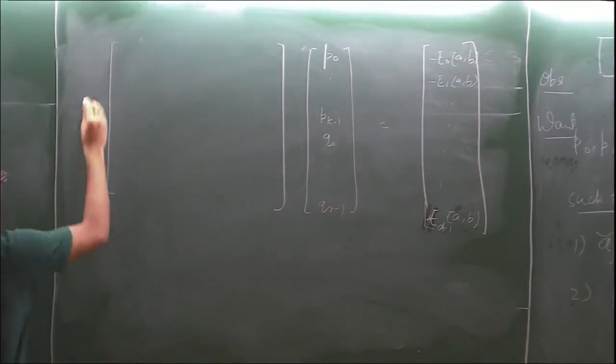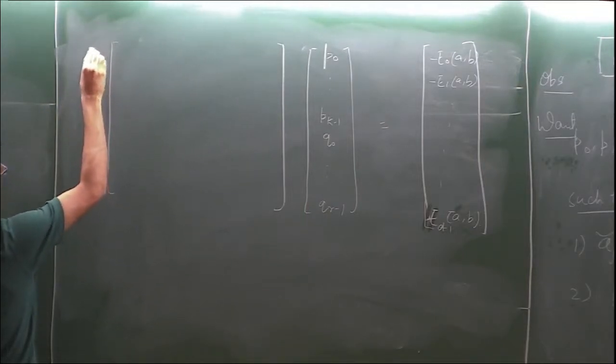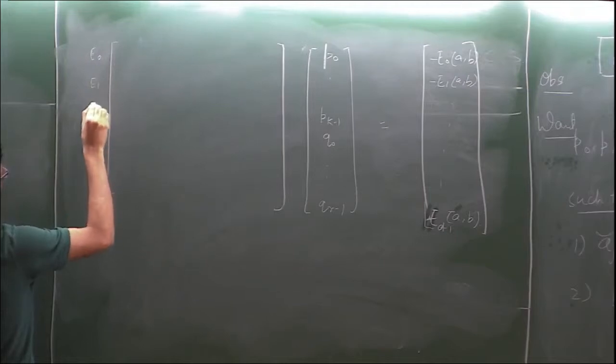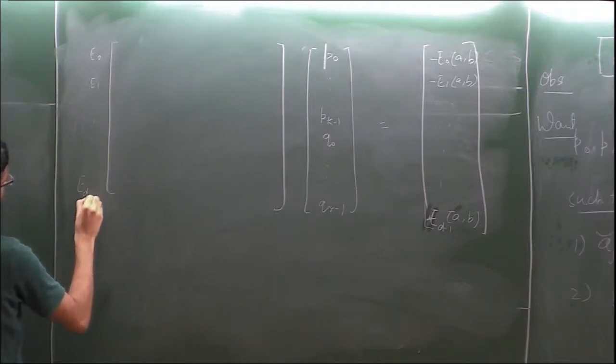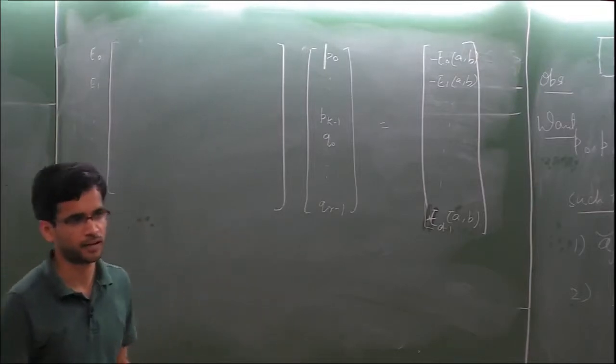Then we have the matrix. Each of the rows of the matrix is indexed by an E. So there's an E_0, there's an E_1, and so on, up to E_{D-1}. Okay, so let's just try to write a few entries of the matrix and see if this looks familiar. What I want to conclude is that this matrix is full rank.